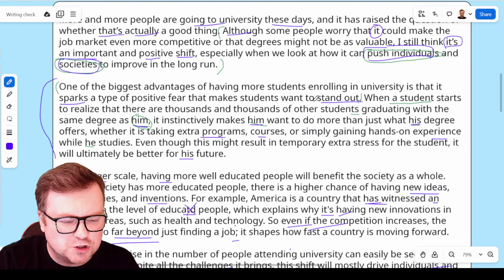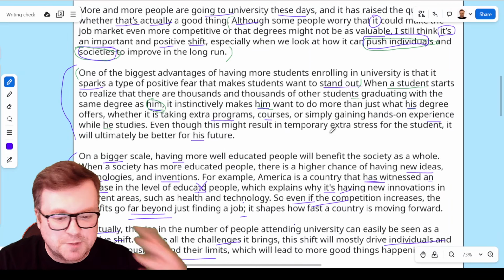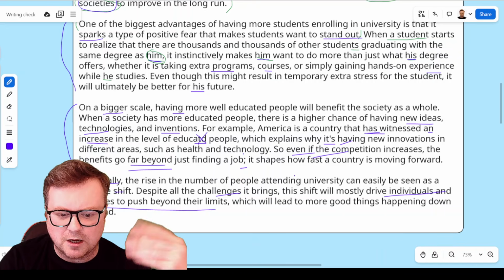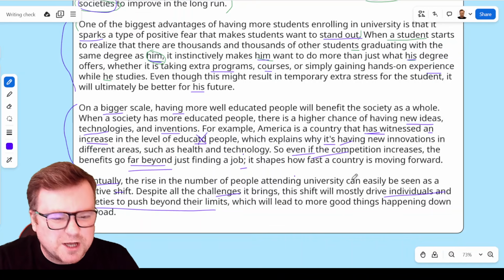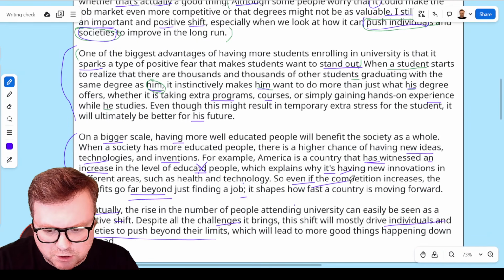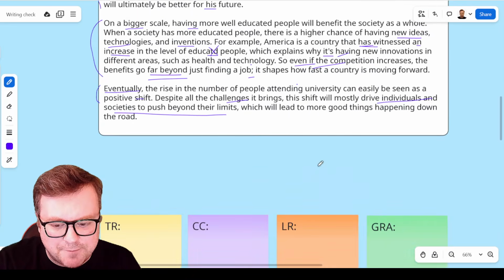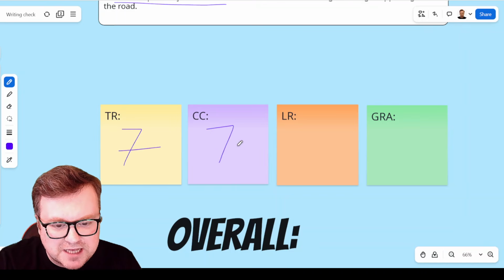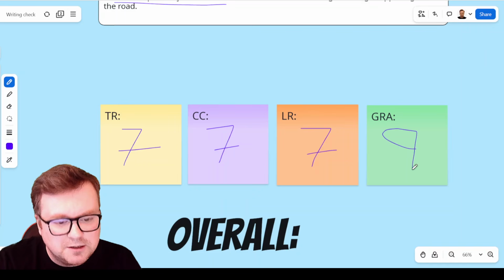Again, just some of the choices were just not very academic, especially with those contractions. I know that's a bit of a grammar thing, but the only thing really in the band descriptors that talks about style is in the lexical resource part. So when I notice a lack of academic style, then I go more towards lexical resource than grammar. But okay, overall, a very, very decent attempt. And overall, task response, I'm awarding 7, coherence and cohesion, 7, lexical resource, 7, grammatical range and accuracy, 9.